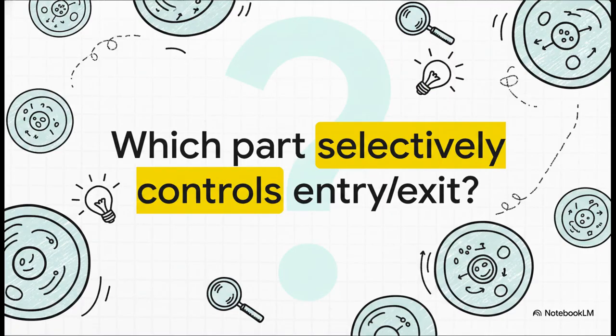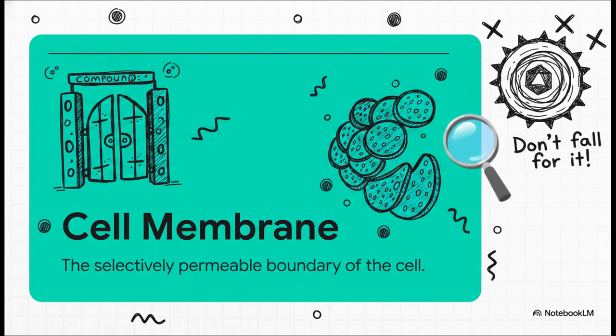Halfway there. Question 5. Which cell part selectively controls exactly what enters and exits? Make your guess. It's the membrane, our trusty compound gatekeeper. The nucleus is just a trap for general control.